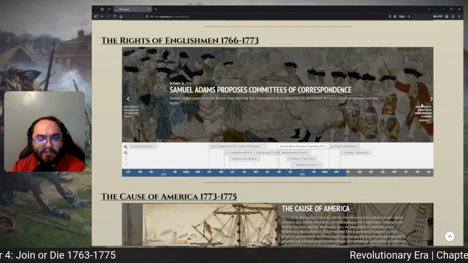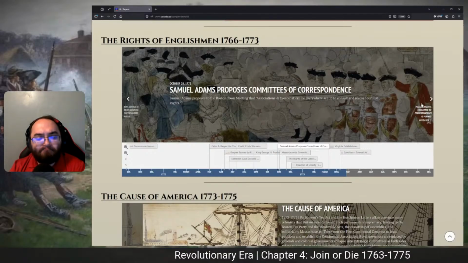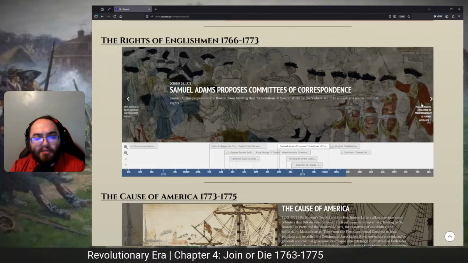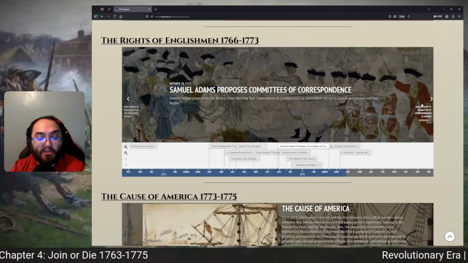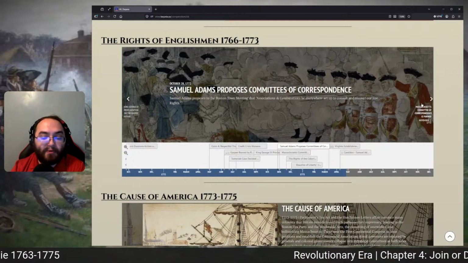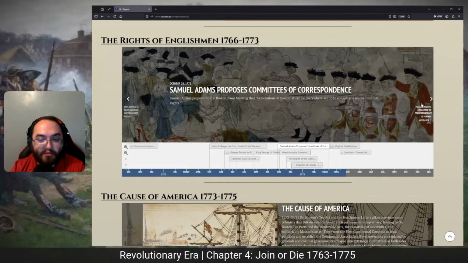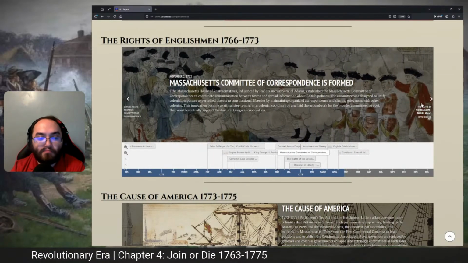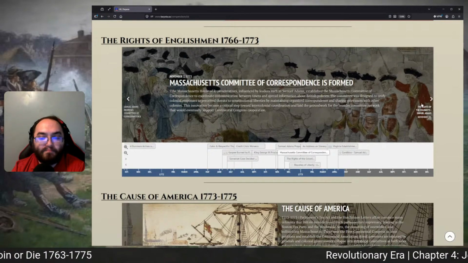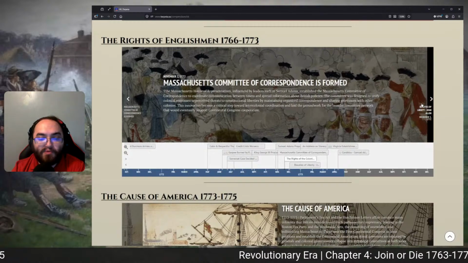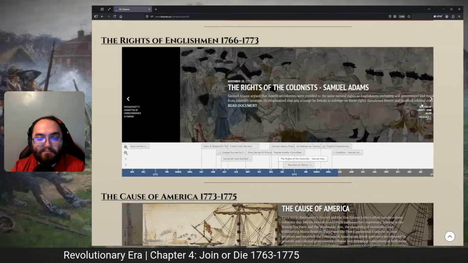Samuel Adams proposes committees of correspondence, and this will be an association and combinations be everywhere set up to consult and recover our just rights. So the committees of correspondence will be the precursor to the First Continental Congress. So Massachusetts would set up a committee of correspondence, which is designed to coordinate communication with the other colonies.